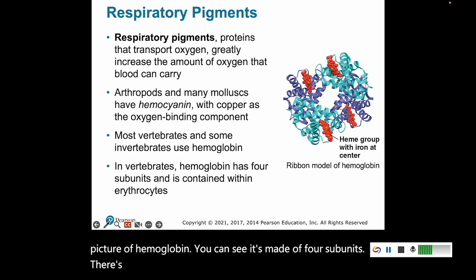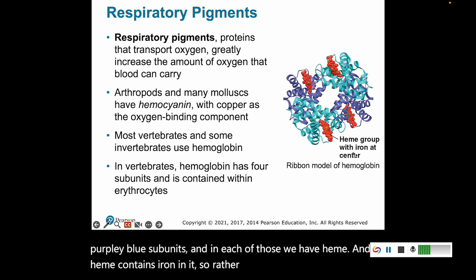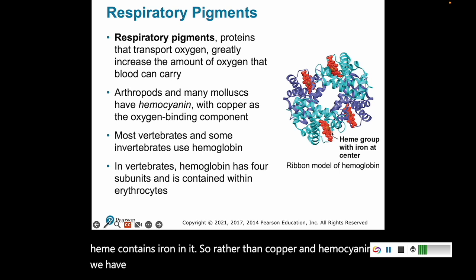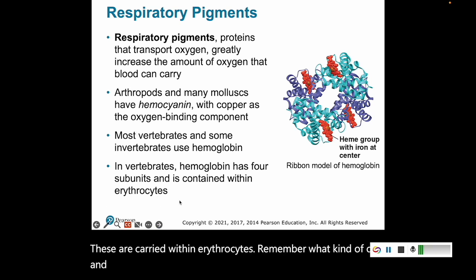There's 2 of these more teal subunits, and 2 of these more purpley blue subunits. And in each of those, we have heme. And heme contains iron in it. So rather than copper and hemocyanin, we have iron in hemoglobin. And that's what is going to carry our oxygen. These are carried within erythrocytes. Remember what kind of cell an erythrocyte is? These are within our red blood cells.